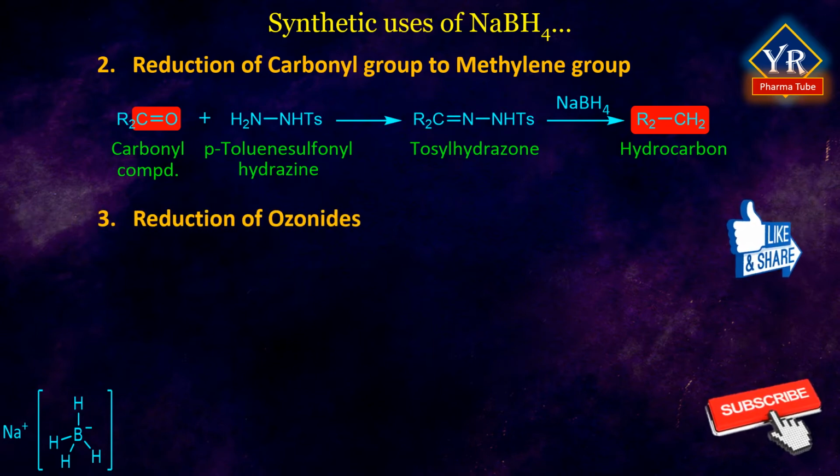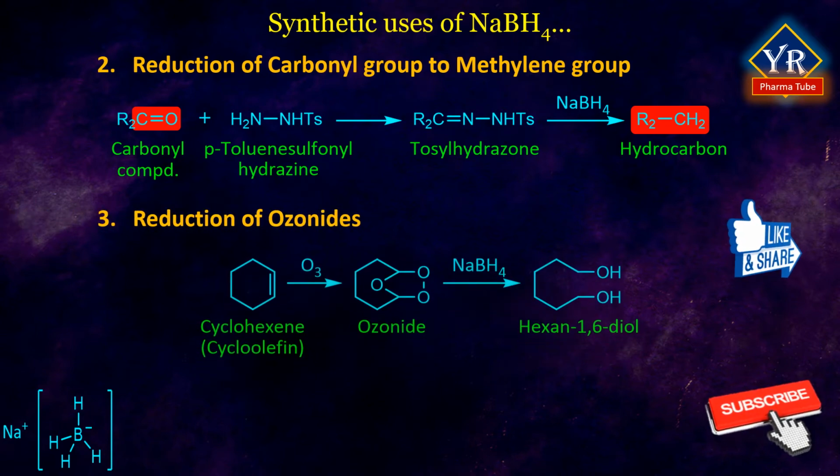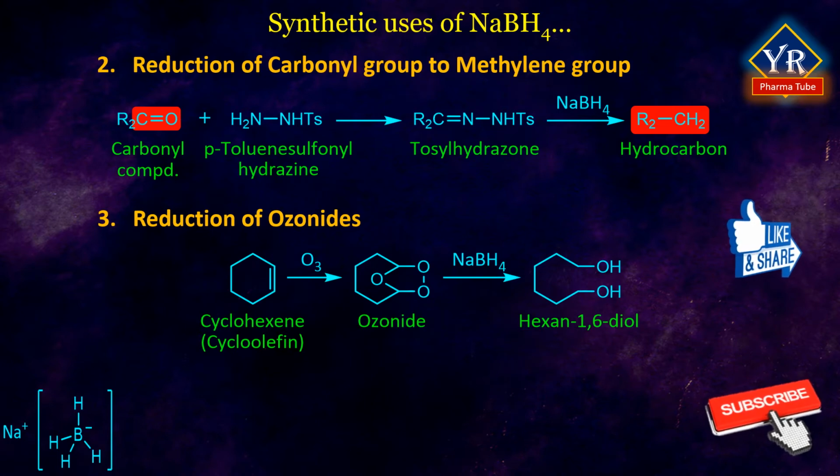Number 3. Reduction of ozonides. Sodium borohydride reduces ozonides to 2 molecules of alcohols and ozonides of cycloolefins to diols. Ozonides are formed by the reactions of ozone. Here, cyclohexene by the action of ozone produces ozonide.